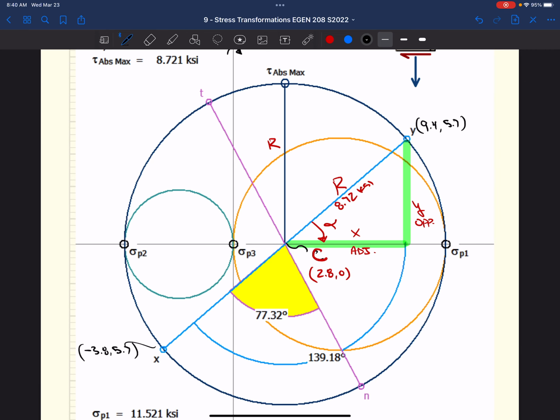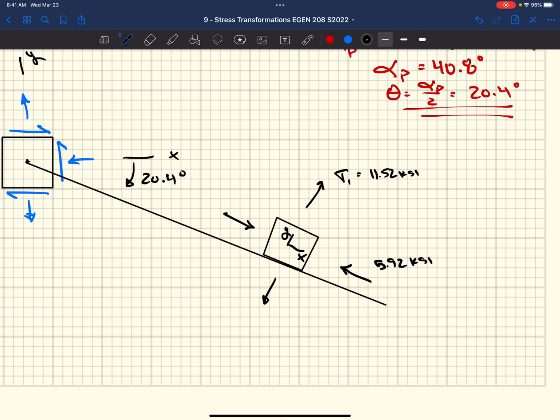This is 5.92 KSI. And that is our principal stresses, okay, illustrated at an orientation, right, that matches the required orientation of a stress element in order to capture our principal stresses.